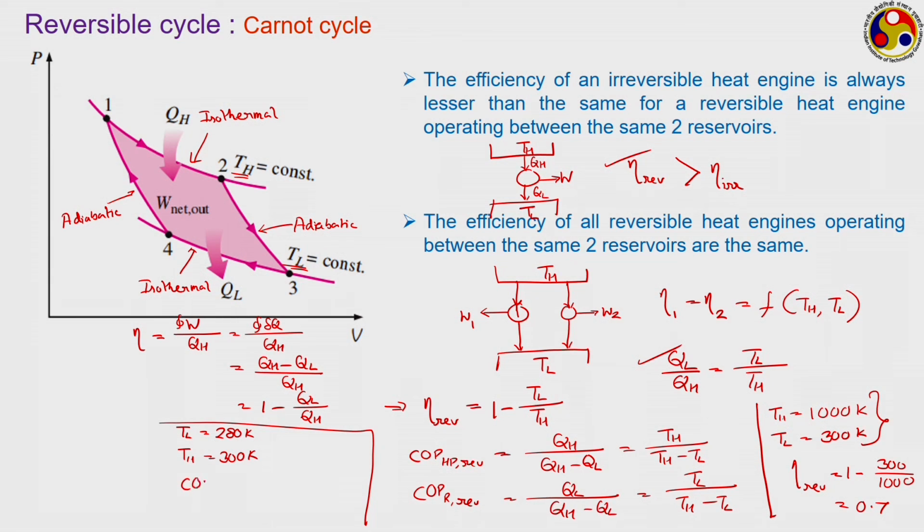Then the maximum possible COP this refrigerator can have is the one corresponding to its reversible version, which is 280 divided by 300 minus 280. So, 280 divided by 20, that is equal to 14. So, this way we can calculate the upper limit of efficiency or COP for a heat engine or reversed heat engine respectively once the two temperature limits are given.